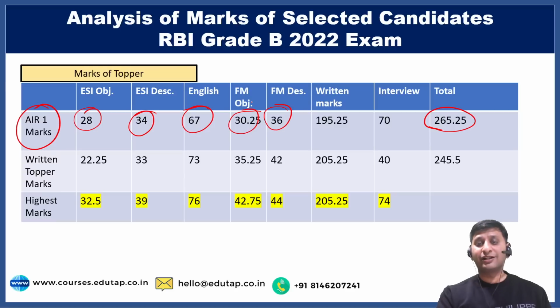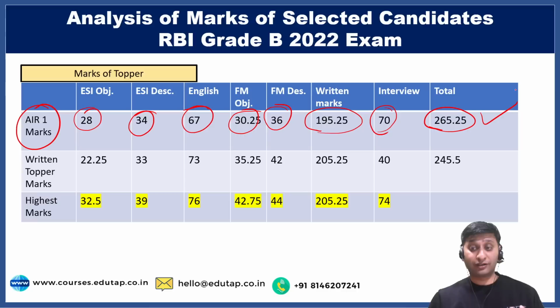The total written marks, that is in 3 papers, he has got 195 out of 300, and in interview he got 70. And it makes him the overall topper with a score of 265.25. Now here I have made a very interesting observation.